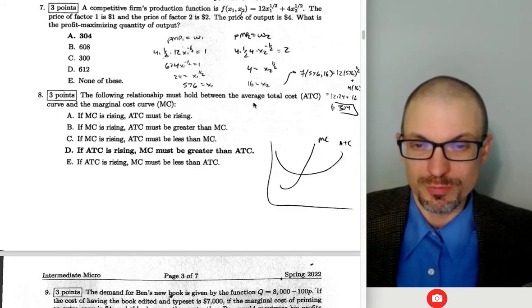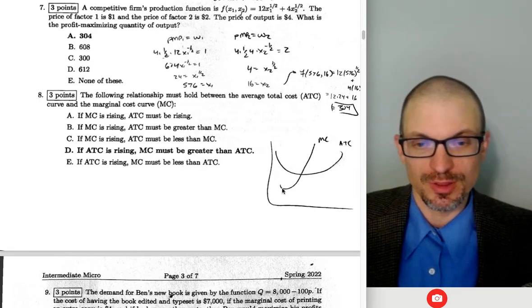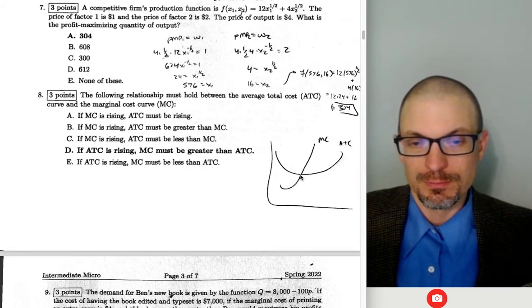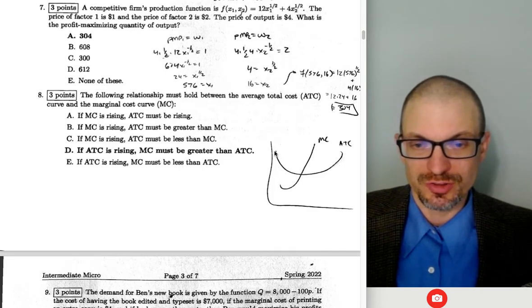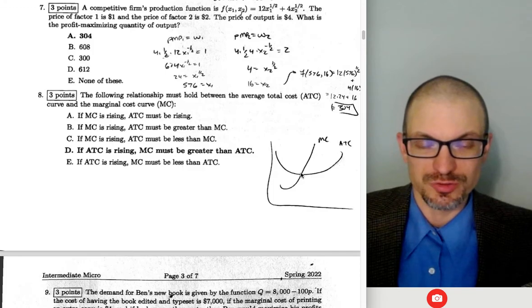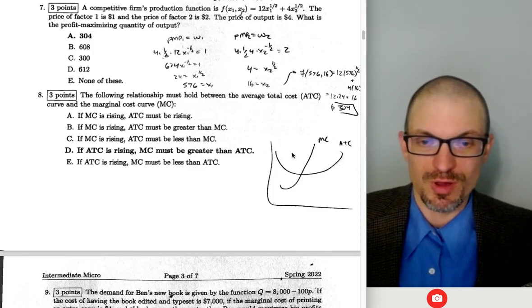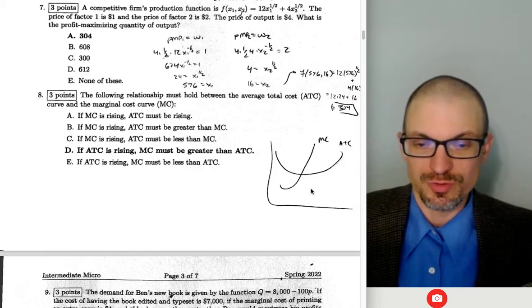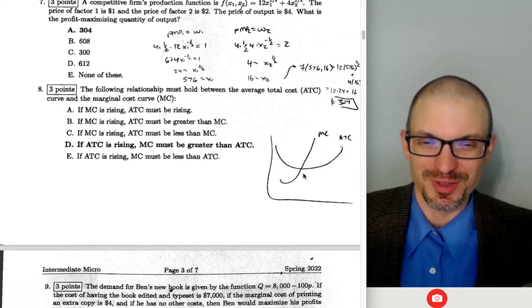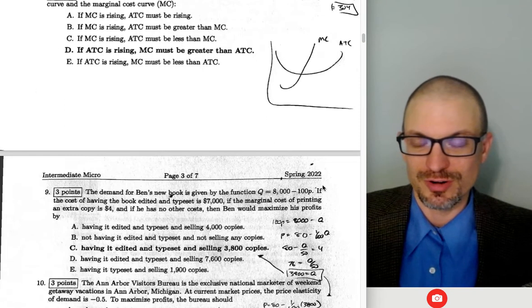The following relationship must hold between average total cost and the marginal cost curve. Yep, marginal cost is below the average cost curve whenever average cost is going down, and marginal cost is above average total cost whenever average costs are rising. So if average cost is rising, marginal cost must be greater than average total cost, as shown from the picture here, which we want to keep in mind for a little bit later on. In particular, this is going to be the minimum of the average total cost curve.